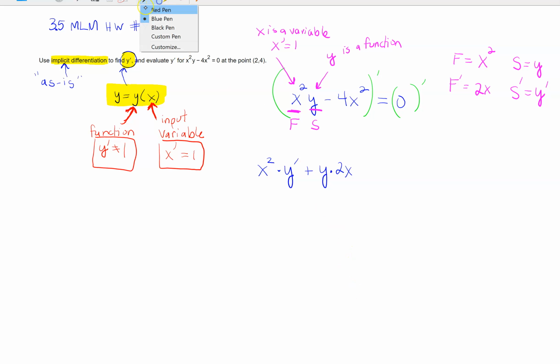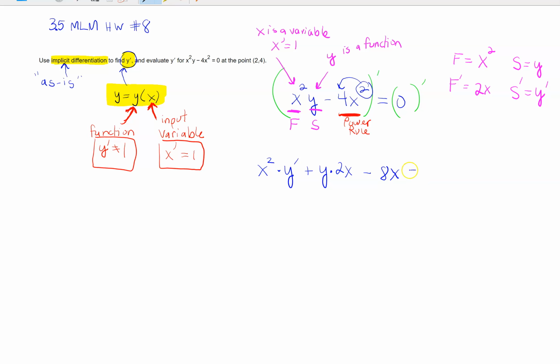Then I'll go to the next term, subtracting 4x squared. Again, I'm just going to use my power rule here. I don't really need chain rule because the base is a plain old x. Using my power rule, I'm going to end up getting -8, rewrite my base x, decrease the exponent by 1. An understood exponent of 1 doesn't get written, and technically multiply by the derivative of the base, which is also 1. So I just get 8x there.